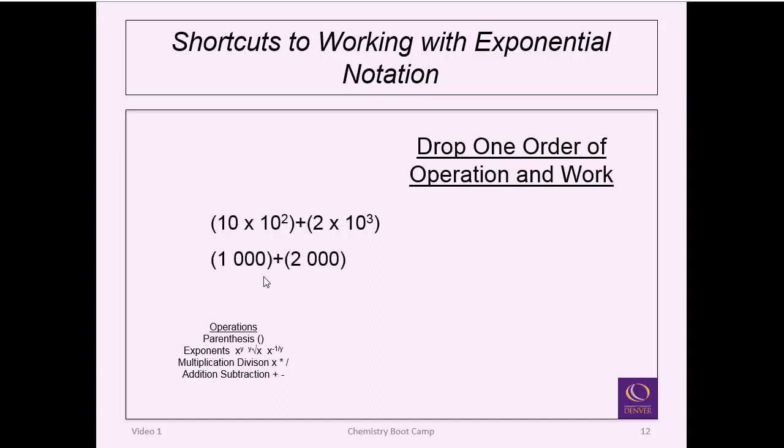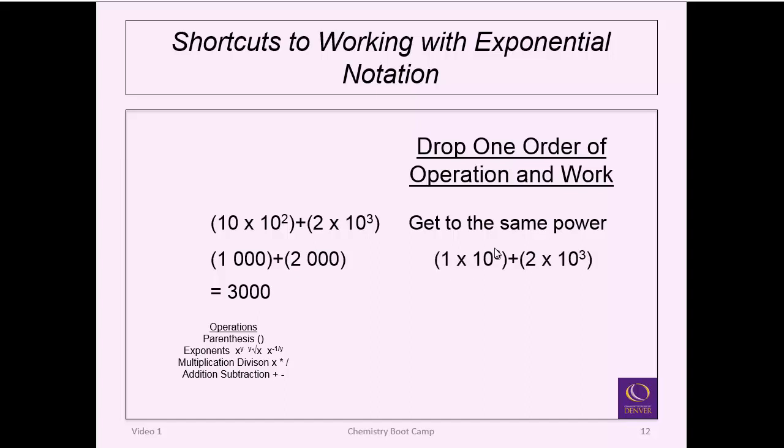So if I worked it out longhand, I'd do 10 times 100 and get 1,000. This would be 2 times 1,000. That would give me 2,000. If I added them together, I get 3,000, and that's fairly straightforward. 3 times 10 to the third. All right? So let's get to the same power.